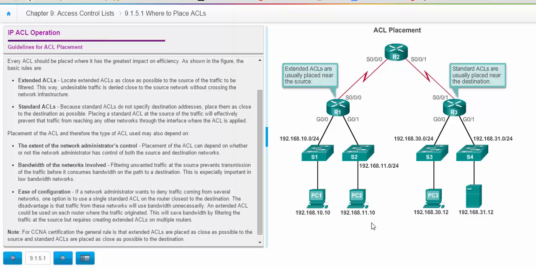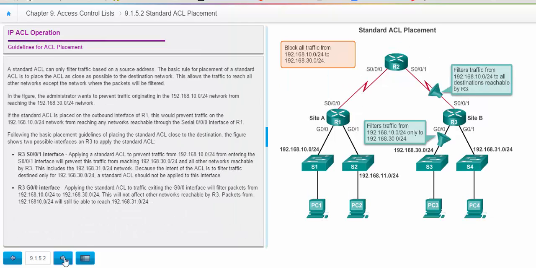Now, if you're planning on taking the CCNA certification, the general rule is that your extended ACLs are placed as close as possible to the source, and standard ACLs are placed as close as possible to the destination. So keep that in mind if you are planning on taking the CCNA once you complete the Cisco Academy.